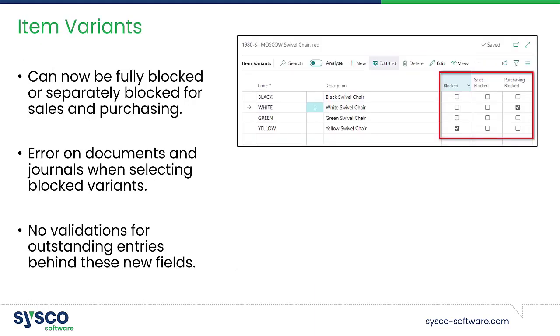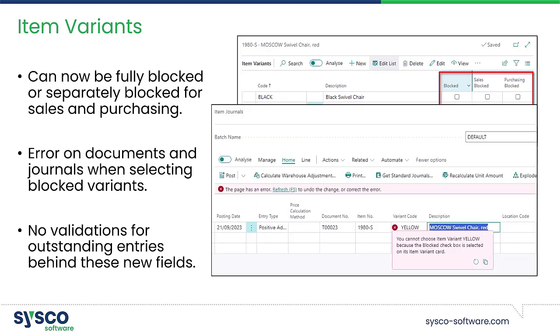Item variants. So similar to the functionality that we already have available for items, item variants can now be fully blocked, sales blocked and purchasing blocked. Now there doesn't appear to be any validation behind these fields, so you can still have stock of an item variant even though you can select the sales blocked field.